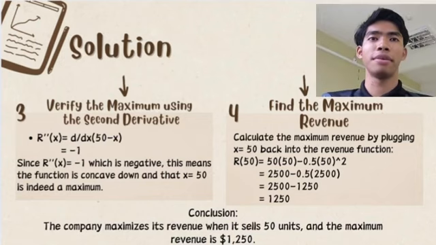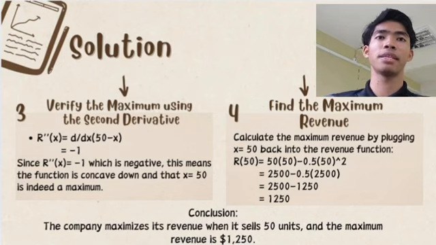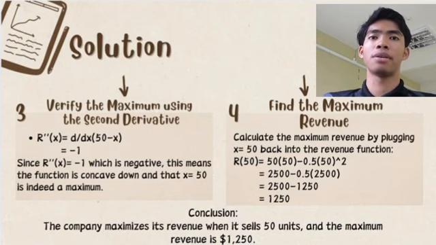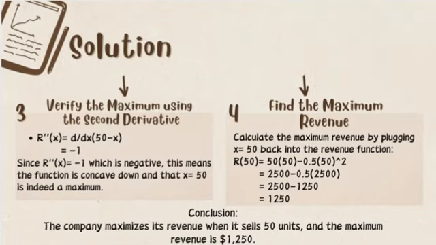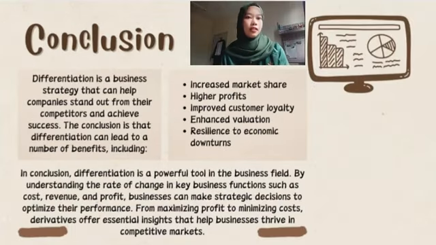For the last step, we need to find the maximum revenue. We calculate the maximum revenue by plugging s equal to 50 back into the revenue function. So R(50) equal to 50 multiplied by 50 minus 0.5 multiplied by 50 to the power of 2. And then we get 2,500 minus 1,250. And then we get the answer 1,250. So the conclusion is the company maximizes its revenue when it sells 50 units and the maximum revenue is $1,250.